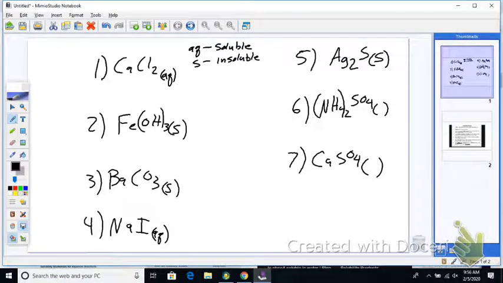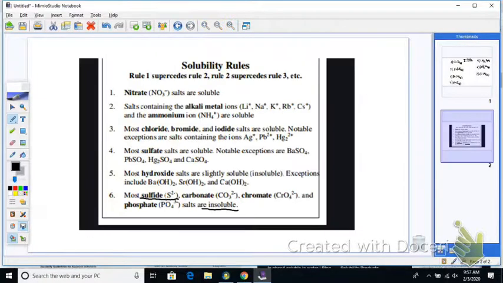So Jaden, what did you get for 6? AQ. Which one did you look at there? NH4. Yeah, NH4. You didn't have to look any further. It says that those are soluble. Okay. Avery, what did you get for number 7? S. And which number did you look at? Number 4, and it says that those are insoluble, but there's an exception in CaSO4. Those exceptions mean that they're insoluble. Questions? Okay.